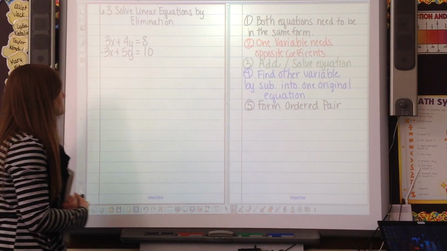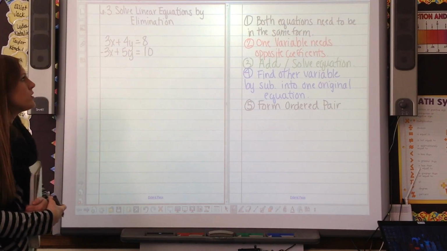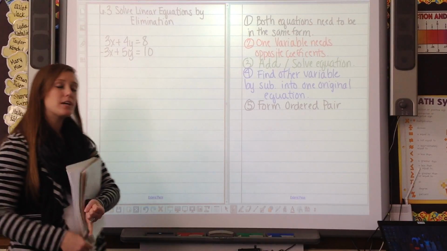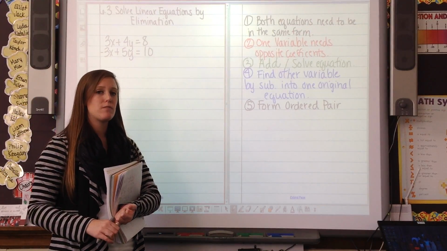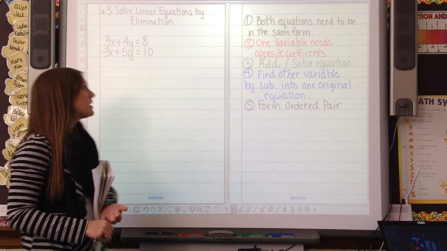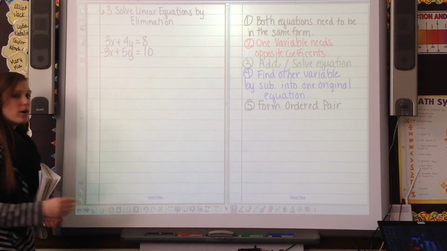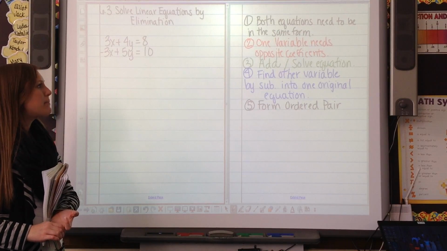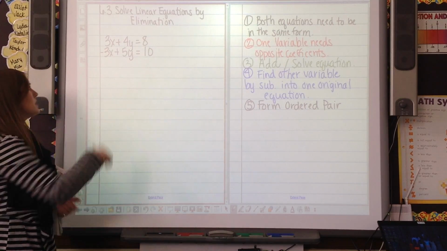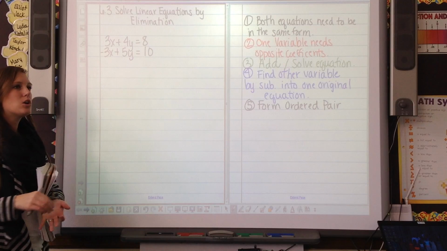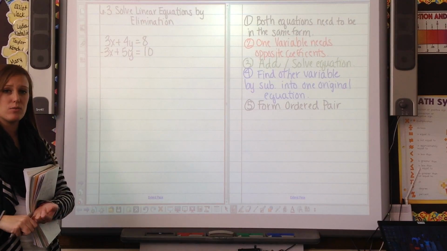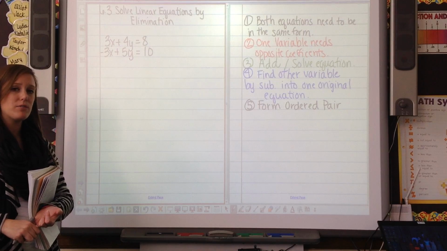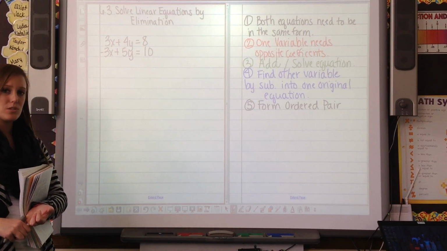Your choice. So step 1, both equations need to be in the same form, meaning they both need to be in standard form, or they both need to be in slope-intercept form. They just have to look alike. And in this problem they do. They both are in standard form. Step 2, one variable needs opposite coefficients. So do you see that my x's, the coefficients are 3 and negative 3? Those are opposites.